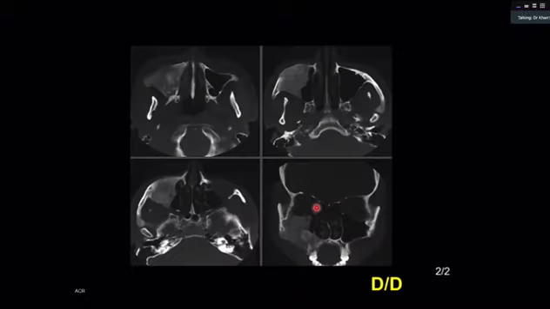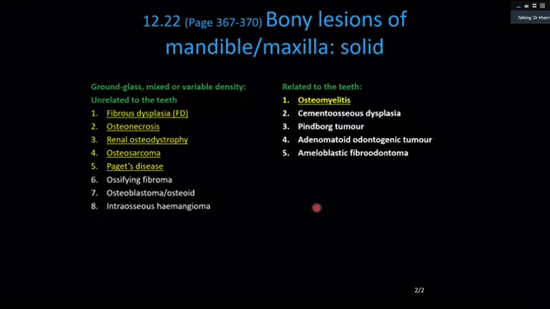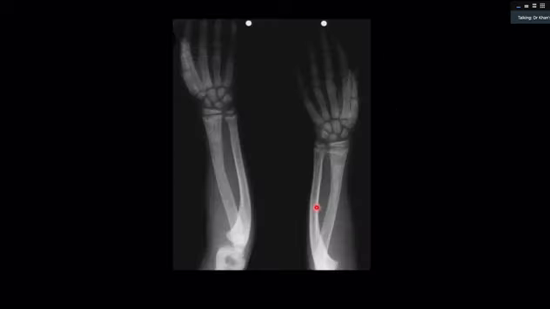And fibrous dysplasia in head and neck comes quite often. And remember, the appearance can be mixed. It can be ground glass, and it can be lytic also. So fibrous dysplasia. Now I'm showing you another case of polyostotic fibrous dysplasia. As I told you, in some patients, close to 80-90% of the skeleton might be fibrous dysplasia.